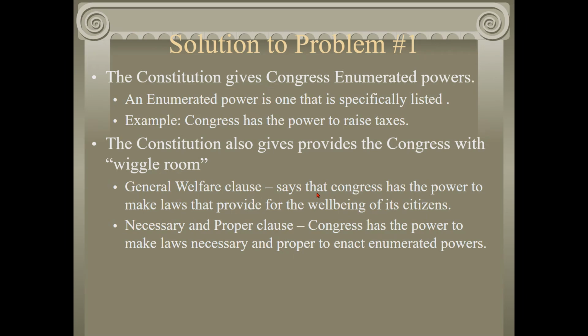Good examples of this are things like health and safety laws. Laws that regulate the production of food, laws that regulate the selling of medicine and prescription medications.